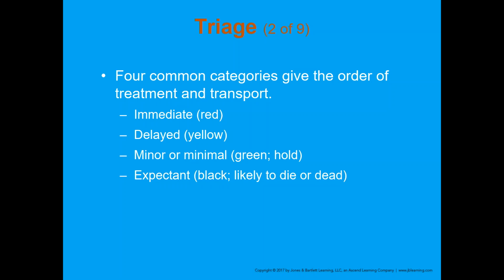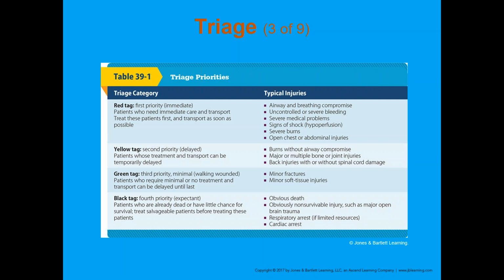Most of the time, everything's pretty standard for common categories. You've got your critical or immediate reds, delayed yellow, minor, that's your walking wounded, your greens, or black tags, which they're either dead or they're going to die. So there's your priorities and kind of typical injuries.